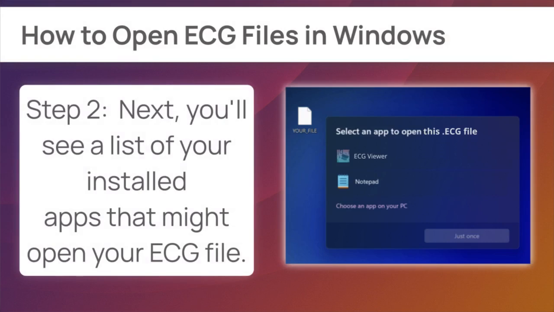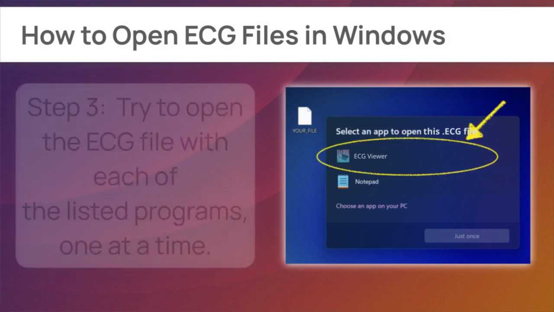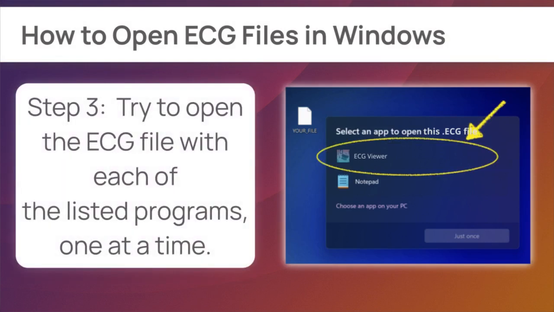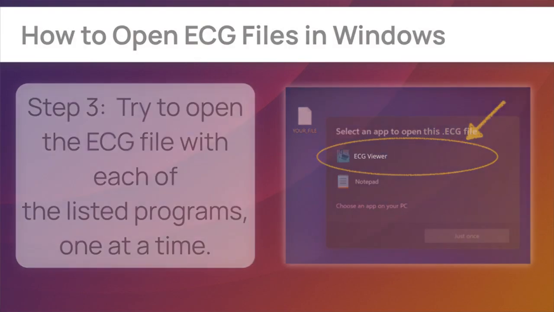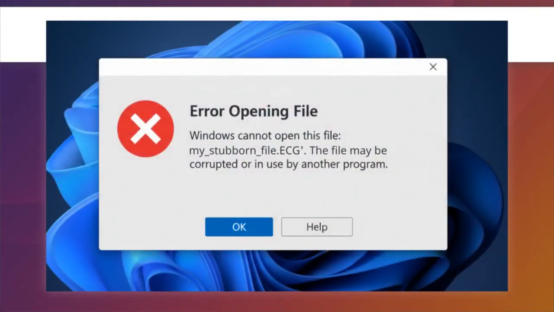Right-click the ECG file and click Open With. Test ECG Viewer first. If it's unavailable, choose another program. The correct tool is key. If the ECG file hasn't opened yet, take a breath. You've earned a definitive answer.